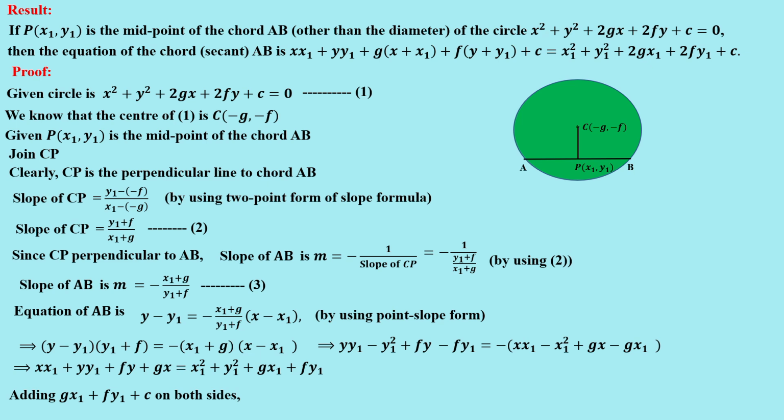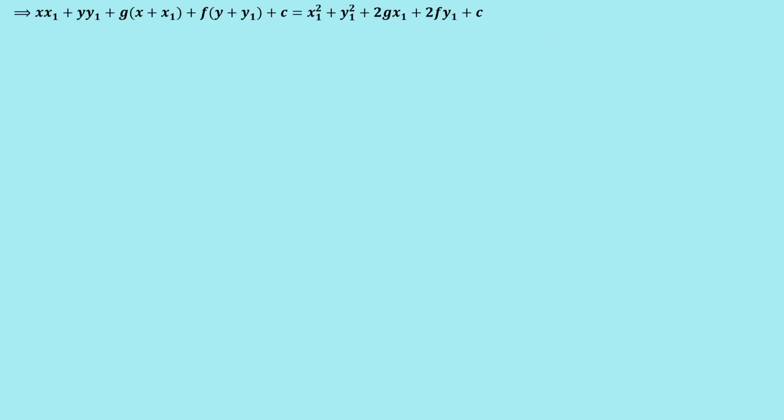So adding gx1 + fy1 + c on both sides, you will get x·x1 + y·y1 + fy + gx + gx1 + fy1 + c = x1² + y1² + gx1 + fy1 + gx1 + fy1 + c. So grouping g on the left hand side, g(x + x1), grouping f, f(y + y1), plus c, is equal to x1² + y1² + 2gx1 + 2fy1 + c, which is the required equation of the chord.